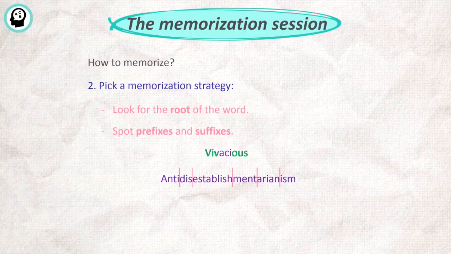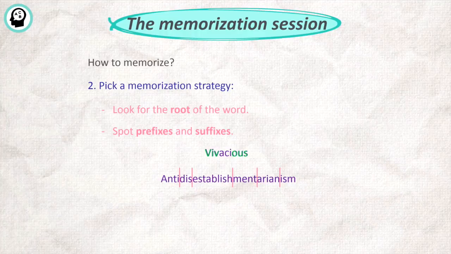Anti-disestablishmentarianism. So, piece by piece. Ism refers to a way of thinking, a system. Arian refers to someone with a certain belief. Ment refers to a noun. To establish is to set up or found. Dis means not, and anti means against.